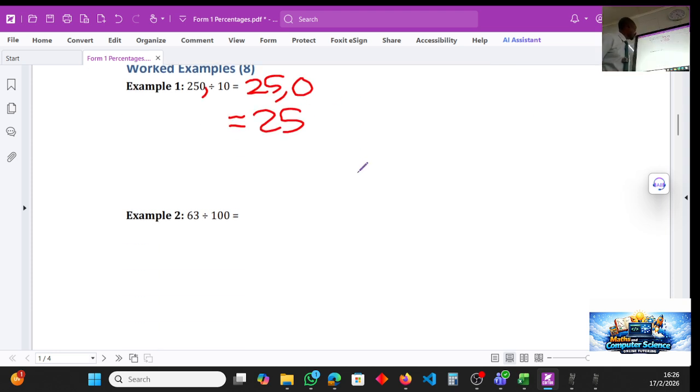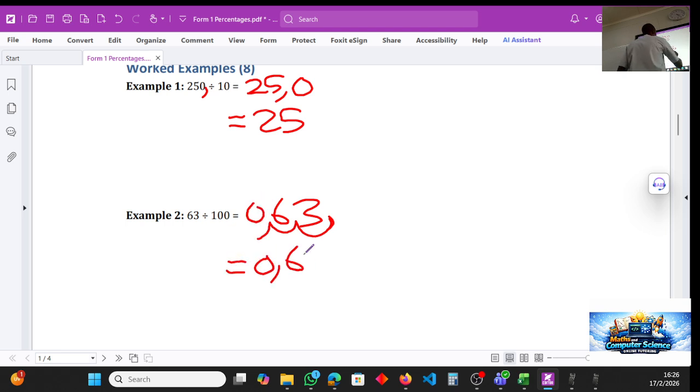We move on. I've got 63 and I'm dividing 63 by 100. So I've got 2 zeros there. So if I don't see a comma, it means the comma is here. And I've got 2 zeros, it means my comma is going to move 2 steps. Then I prefix the 0. So in essence, my result will be 0.63.